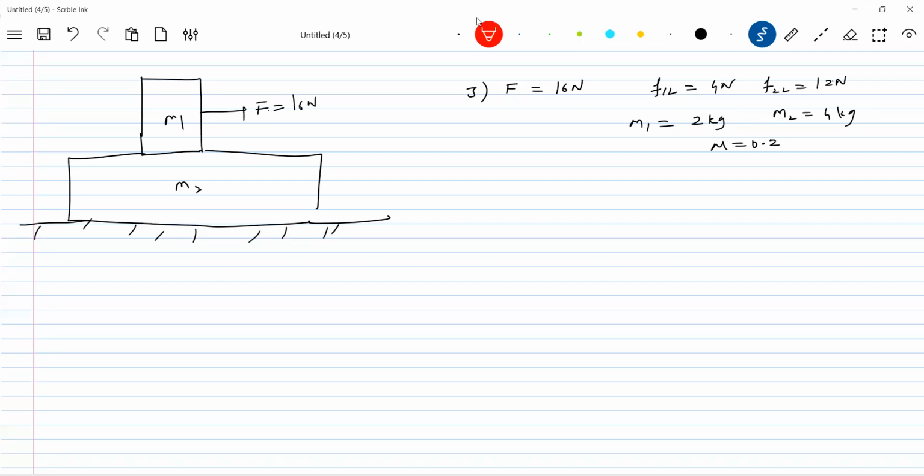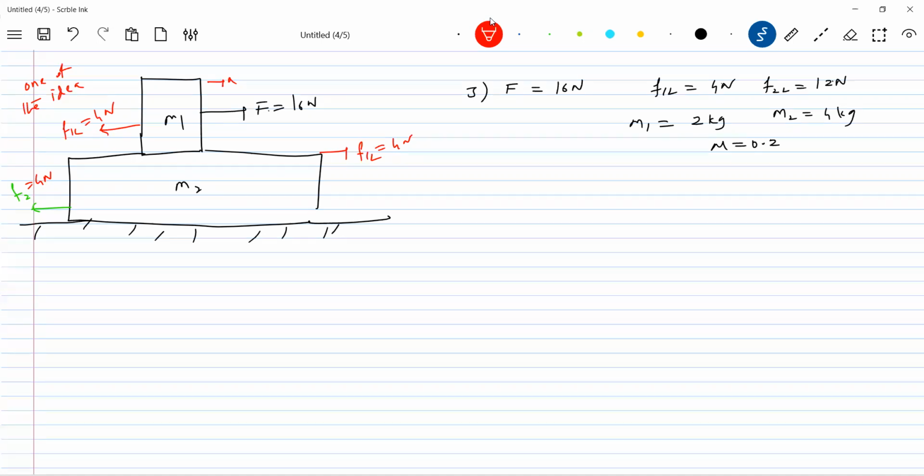Let's work it out here. So one of the students is going to assume a situation like this. Here F1L, here F1, and this will be F2. So what is F1L? F1L should be equal to 4 Newton, the static friction, 4 Newton. So what happened to the block? Only this will accelerate. This is one of the ideas.